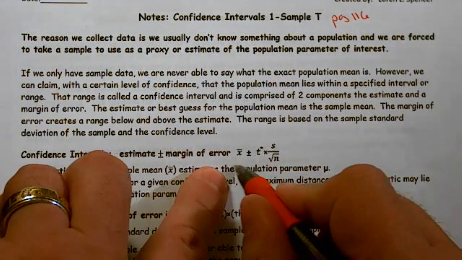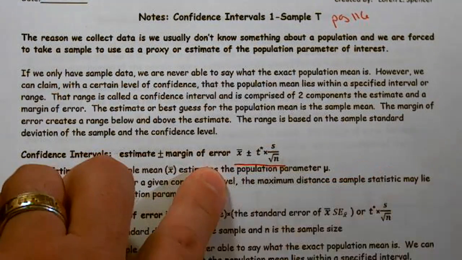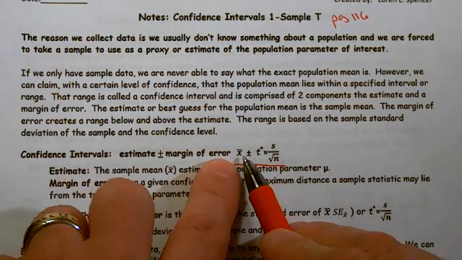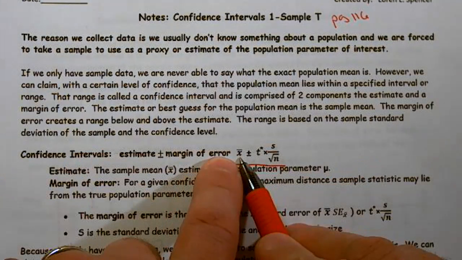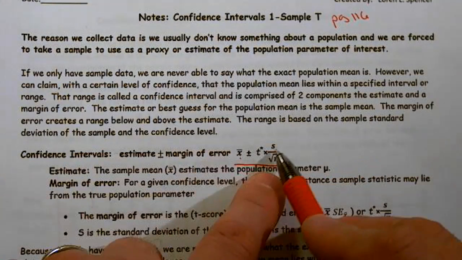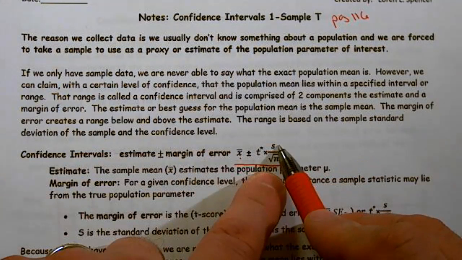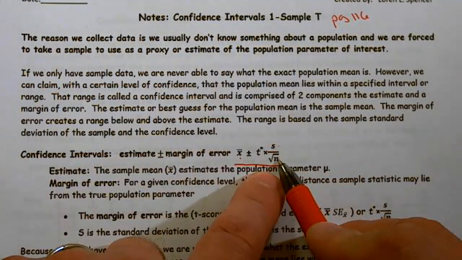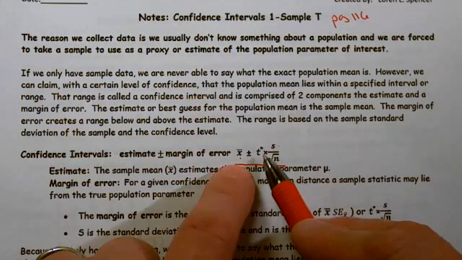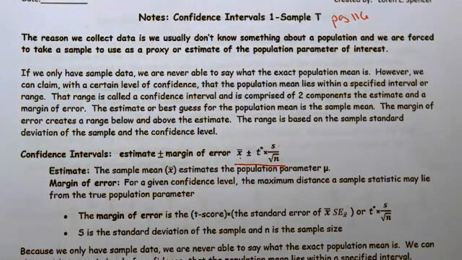And really the way I'd like to start off is just saying, this is the formula. All right. Well, x bar is our sample mean, so you know how to calculate that. s is the standard deviation of the sample. n is the sample size, and t star is how many standard deviations it is from the mean.